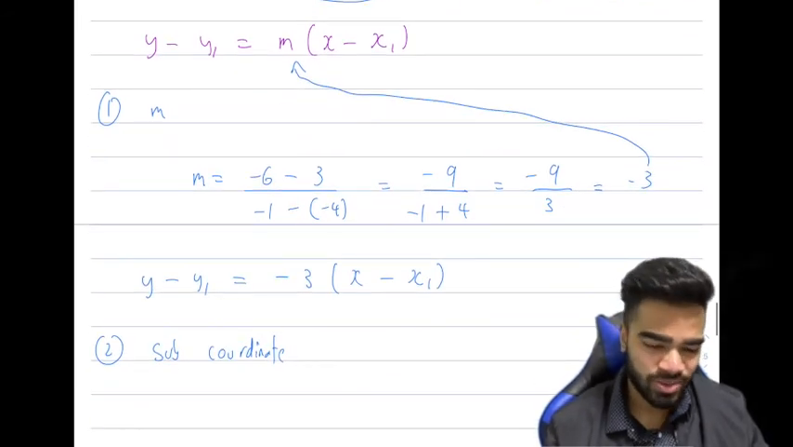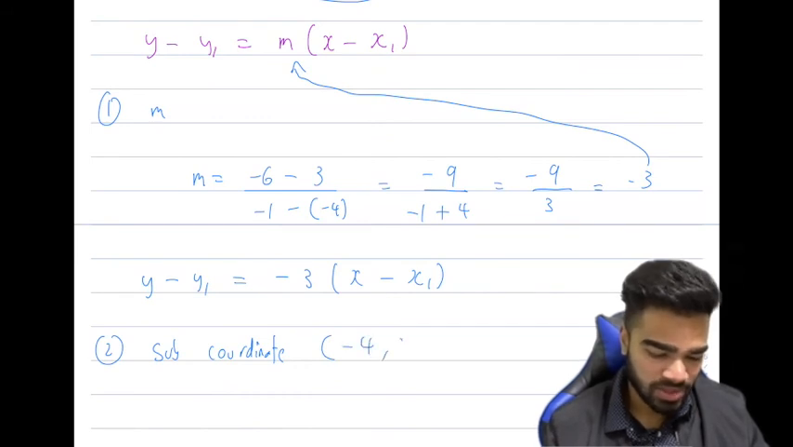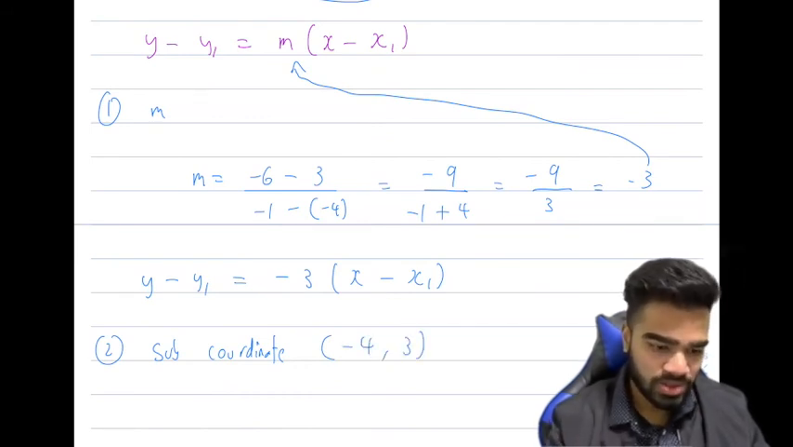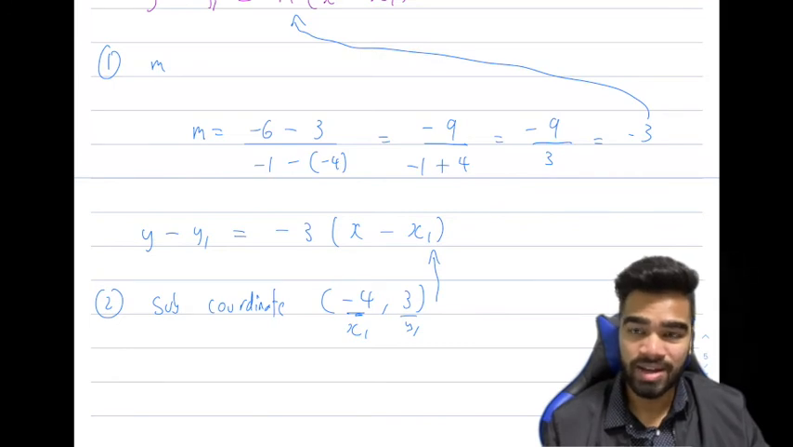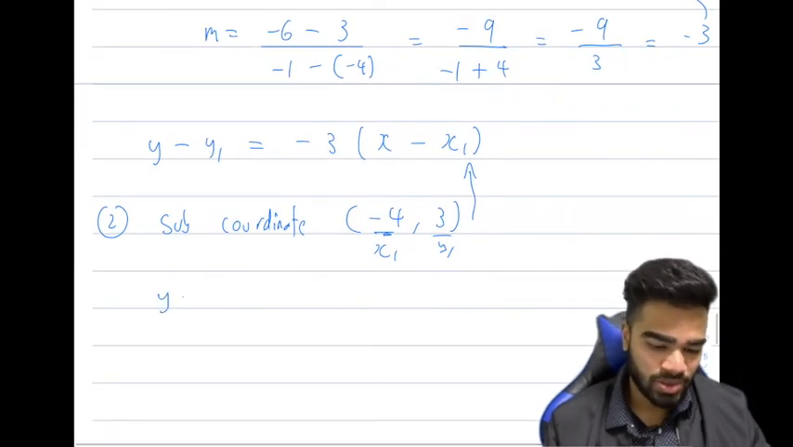Okay, just pick the easiest coordinate, the coordinate with the easiest numbers. So sub negative 4 and 3 into this equation over here. Remember, in this equation, it's x1 and y1, not x and y like we did in the previous method. So we sub it in.